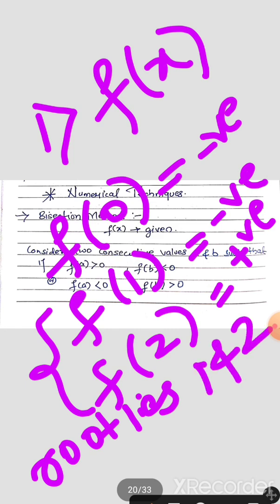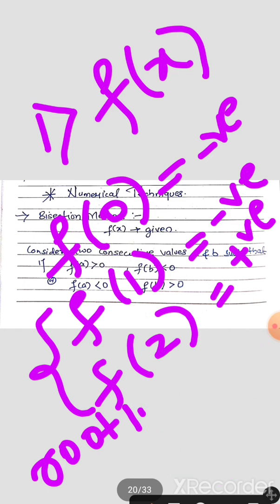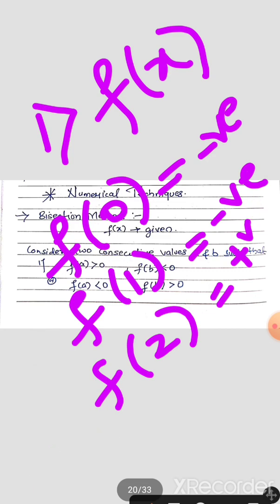After that, we take 1 plus 2 divided by 2, that is 3 by 2, which is 1.5. So our value will be 1.5. This is the initial value, x naught equal to 1.5, for the given function. This is the way.